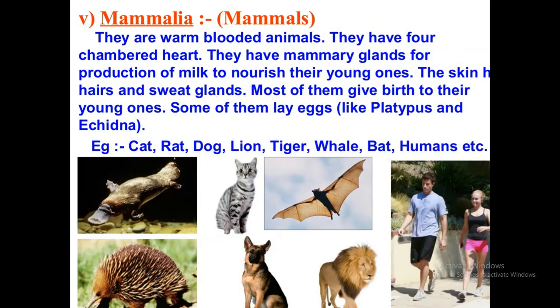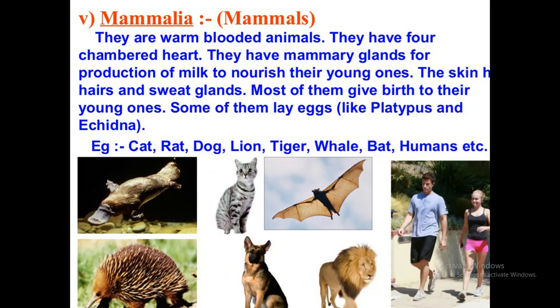Then comes mammalia. Mammalia are warm-blooded animals. Like the birds, we are also warm-blooded. We have a four-chambered heart, and we also have mammary glands for the production of milk in order to nourish our young ones. The skin has hairs, and that is to protect our skin from the dangerous ultraviolet radiations. We also have sweat glands. Most of them give birth to their young ones, so we are viviparous, but some exceptions are there which lay eggs.